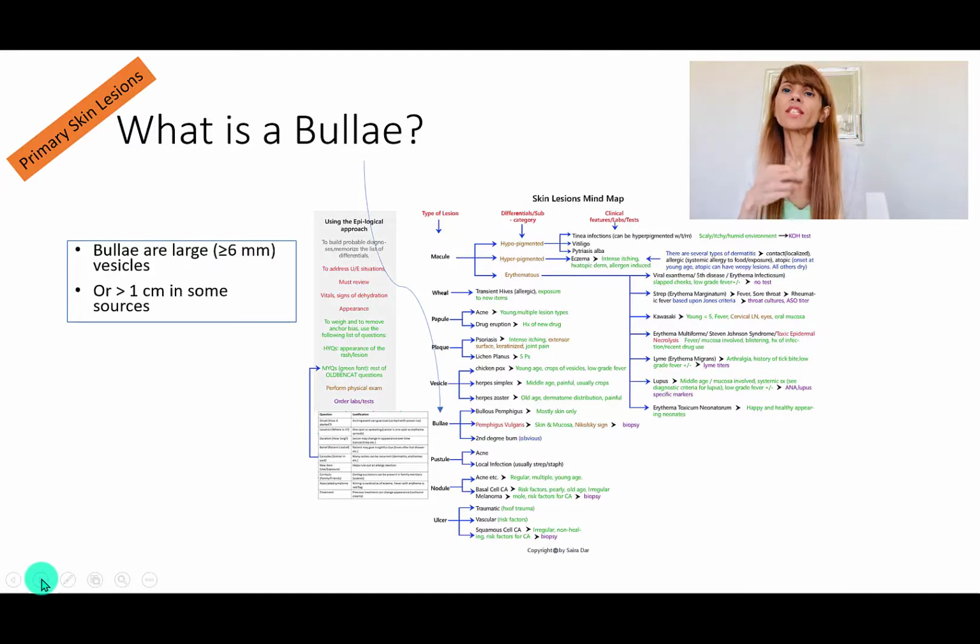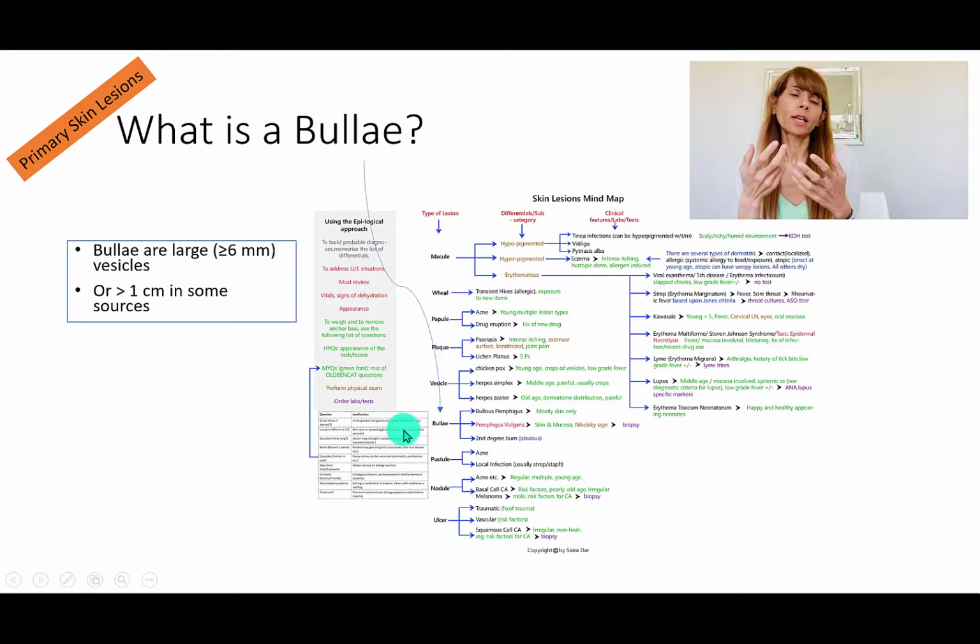So moving along, what is a bulla? A bulla is a big vesicle. Anything that's bigger than 6 millimeters, or in some sources, but most of the time, bigger than 1 centimeter, fluid-filled vesicle, we call it a bulla. So a big vesicle is a bulla.